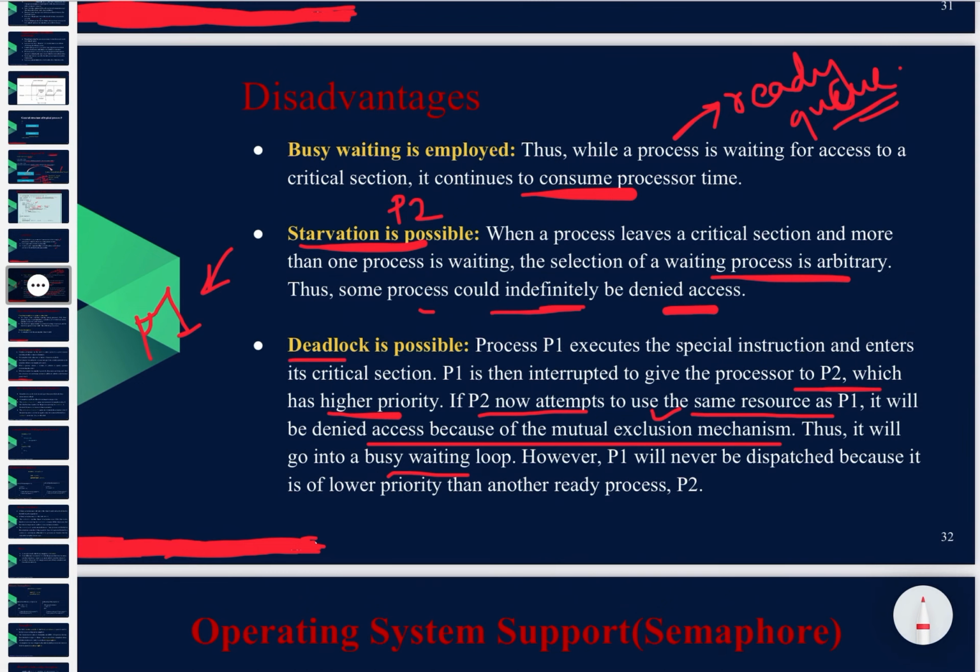So what is a deadlock situation? When a resource is limited and both processes want to capture that resource. In this case, the resource is given to P1, but because P1 has lower priority than P2, P1 will not be dispatched. So P2 will also have to wait. P1 and P2 want the same resource, they will have to wait, and ultimately it will lead to a deadlock situation.